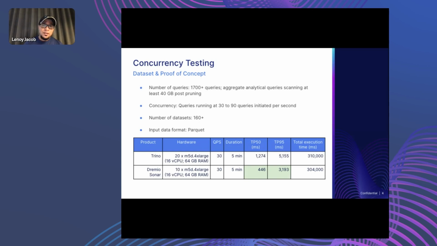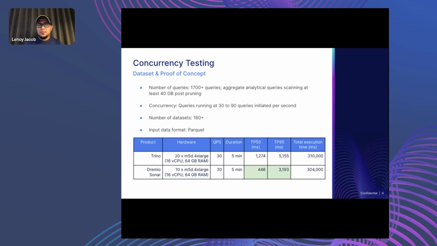They provided about 160 different data sets from 160 different customers, right? And the overall data scan from a query perspective was about 40 gigabytes post any data pruning done by either Trino or Dremio, right? And the data format was in Parquet.